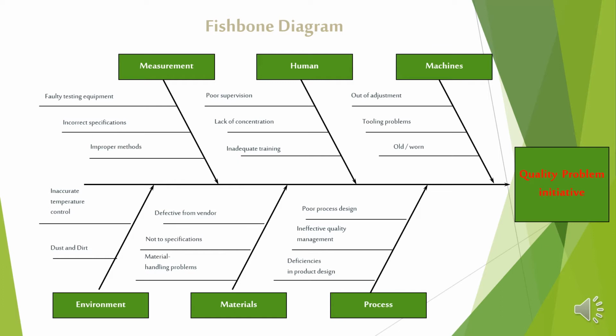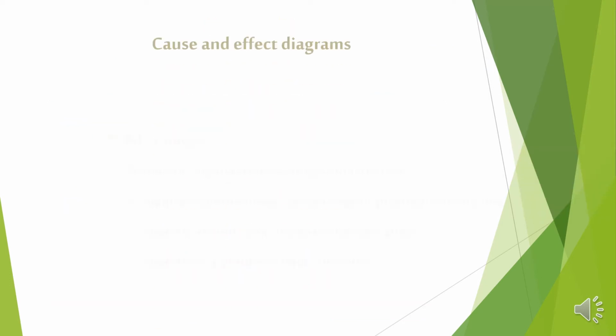About humans: poor supervision, lack of concentration, inadequate training, or an inadequate number of staff. For measurement: improper method, improper or incorrect specification, or faulty testing equipment. There is a complete fishbone. You can do it according to your problem or your solution. Just put the problem in the head, put the main categories, then put the small causes under the main categories.